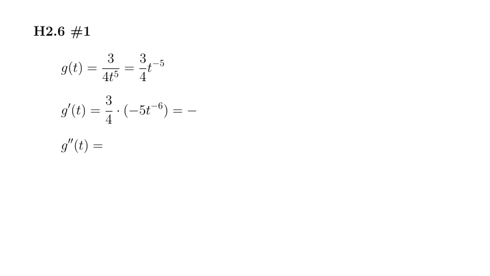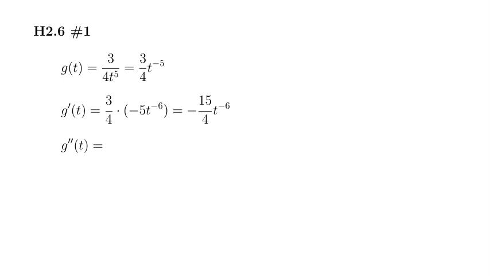So we're going to put the 15 on the numerator, and there's a 4 there on the denominator. Then you have t to the -6 power. So we have that. All right, let's take another derivative.